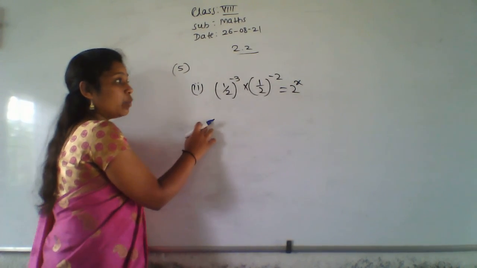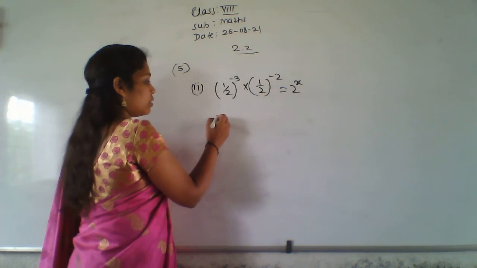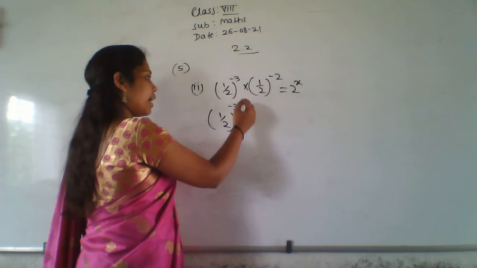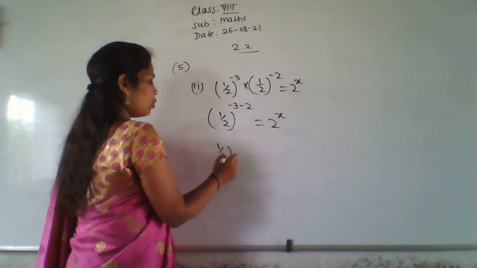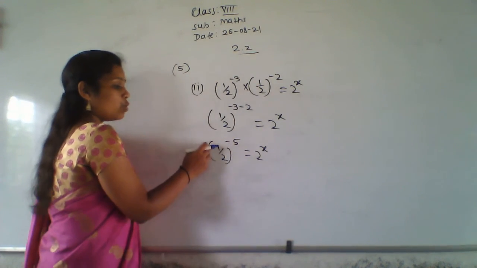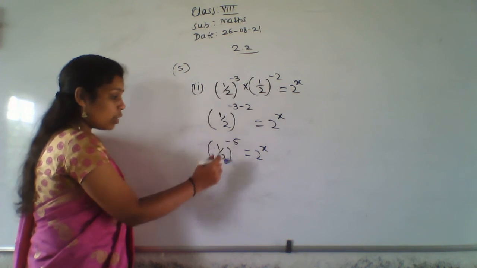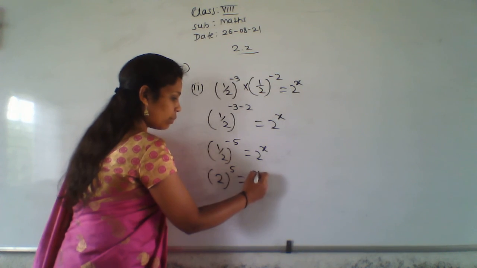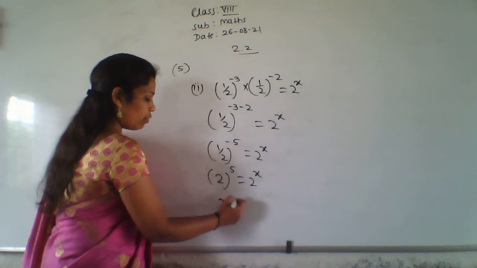It means a to the power m plus n. So for multiplication, we have to add the powers. (1 by 2) whole to the power minus 3 plus minus 2 is nothing but minus 5, that is equal to 2 to the power x. So (1 by 2) whole to the power minus 5 is equal to 2 to the power x. If you take the reciprocal of this number, the power will become a positive number, right? So now it is 2 to the power 5 equal to 2 to the power x, right? So what is the value of x now? x is equal to 5.